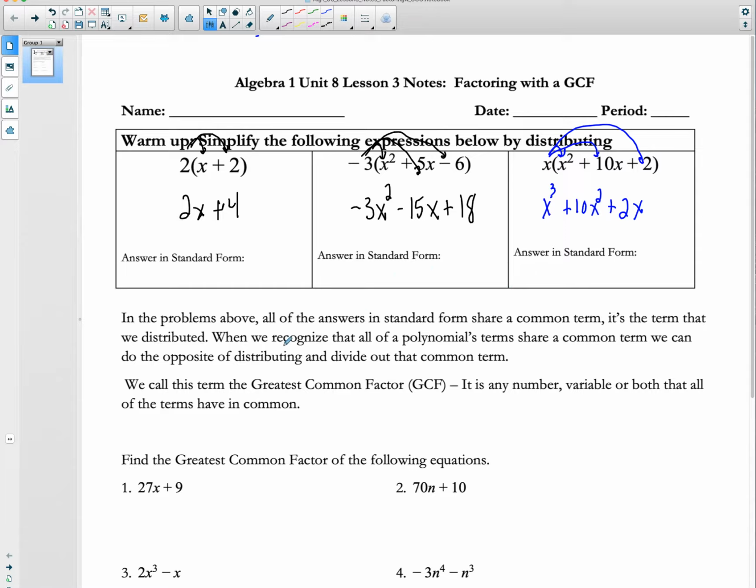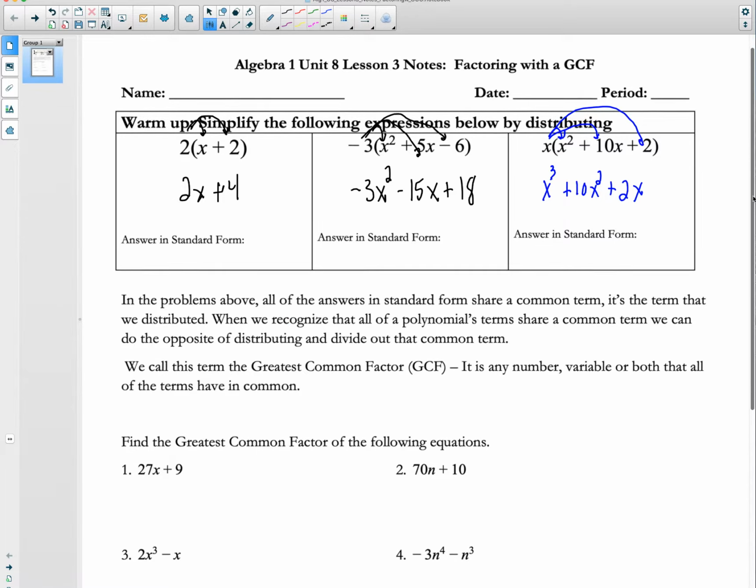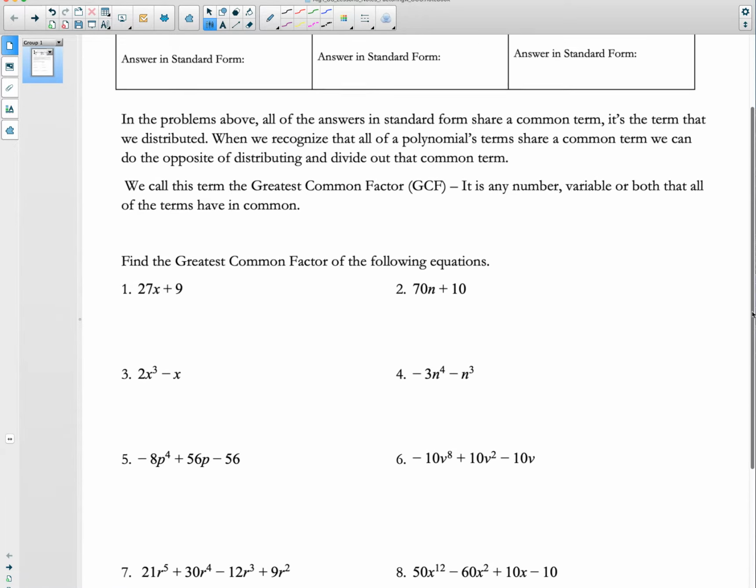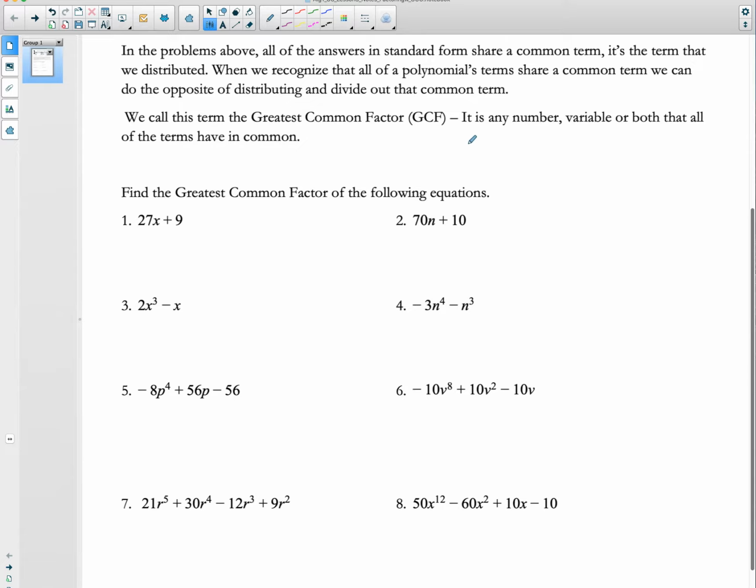So now what we want to do is look at the idea of what we call a greatest common factor. So as I scroll down here, you can see that all of those answers share a common term. Well, that common term is what we multiplied into it. And now what we're looking for is the greatest common factor. So when we look at that, we're actually going to start at the end and try to go back to the beginning. So try to figure out what was the biggest number, that's what we mean by greatest, the biggest number that was multiplied into our 2 terms, and take that back out, or basically undistribute.